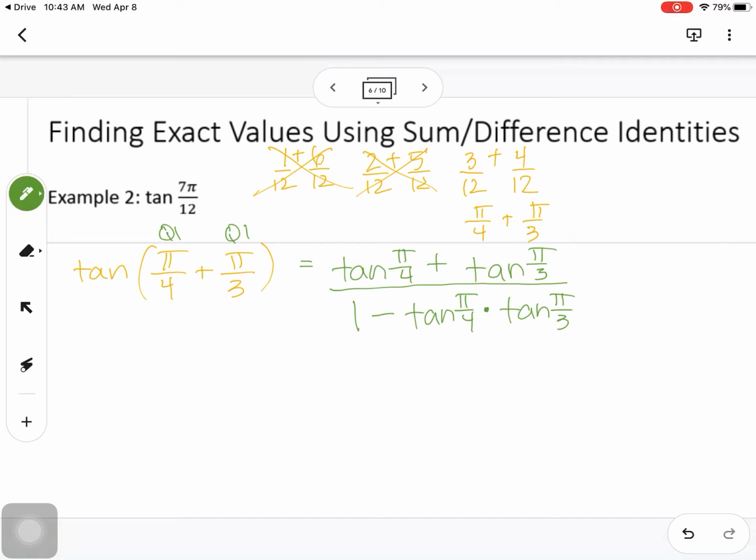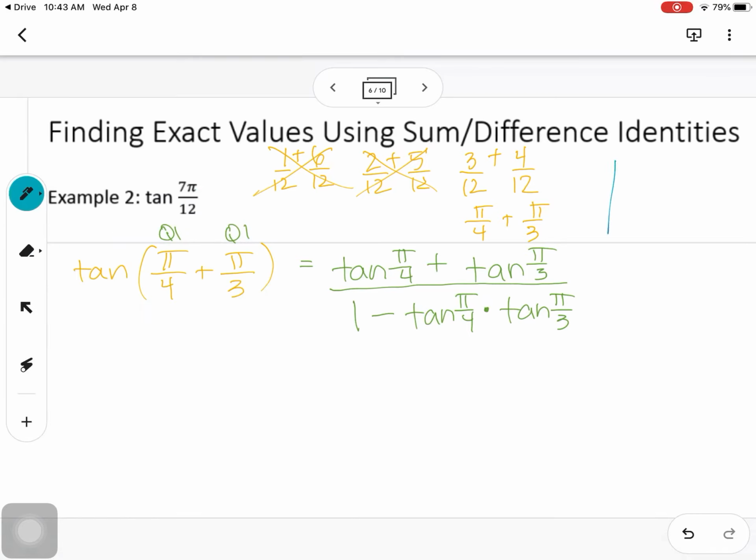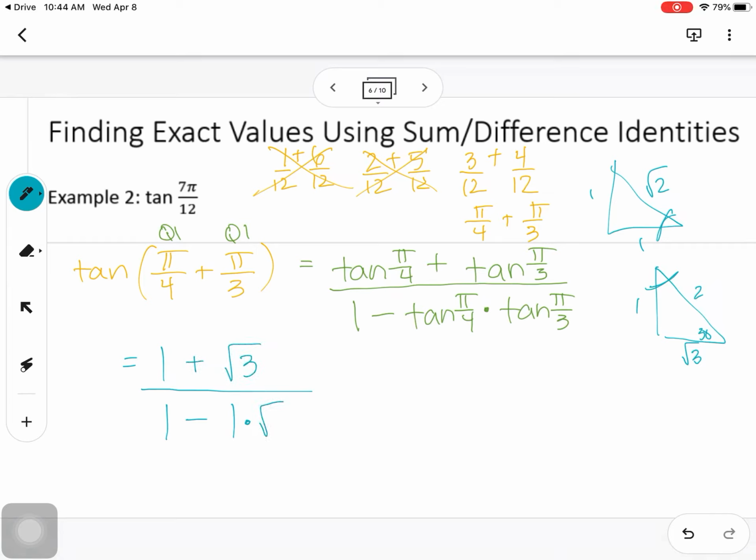Okay, to keep going then, the next thing is to actually evaluate these. So I need my 45, 45, 90 triangle. And I also have a 60-degree reference. For tangent of pi over 4, that is going to be 1 over 1, or just 1. And the nice thing here, I can fill that in 2 spots. For pi over 3, again, that's a 60-degree reference. Opposite over adjacent gives you square root of 3. It is quadrant 1, so it is still positive.